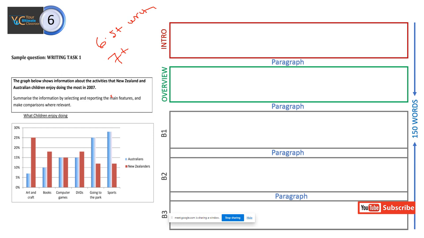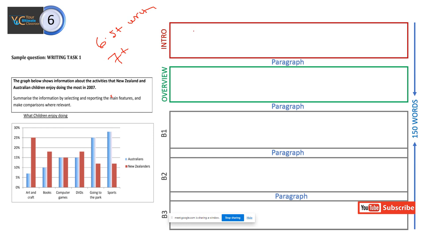Okay. So Australia, for instance, requires band 7 throughout the four aspects. Canada requires band 7 throughout the four aspects. USA, 6.5 is acceptable. And then the UK, the least you can get in the writing is 6.5, and the rest is 7 plus. Okay, so let's move on.